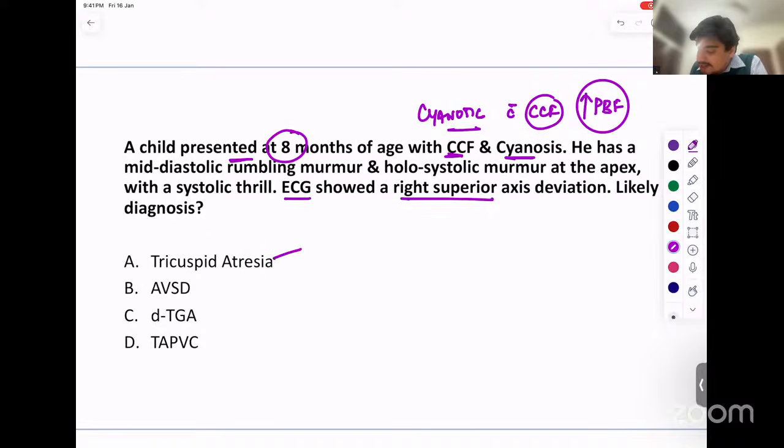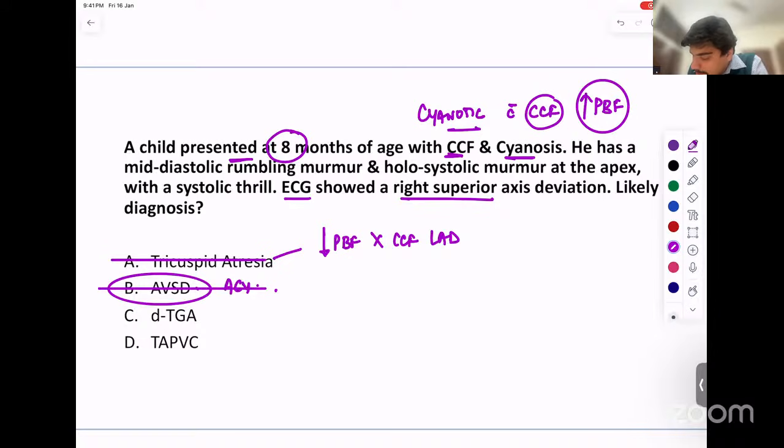All right. So tricuspid atresia has decreased pulmonary blood flow, so it will not have congestive cardiac failure. And more importantly, there is left axis deviation in tricuspid atresia. So this is ruled out, right? Then AVSD. AVSD is an acyanotic congenital heart disease. So again, AVSD is ruled out. Now, between DTG and TAPVC, both are cyanotic heart diseases with increased pulmonary blood flow and can have CCF.